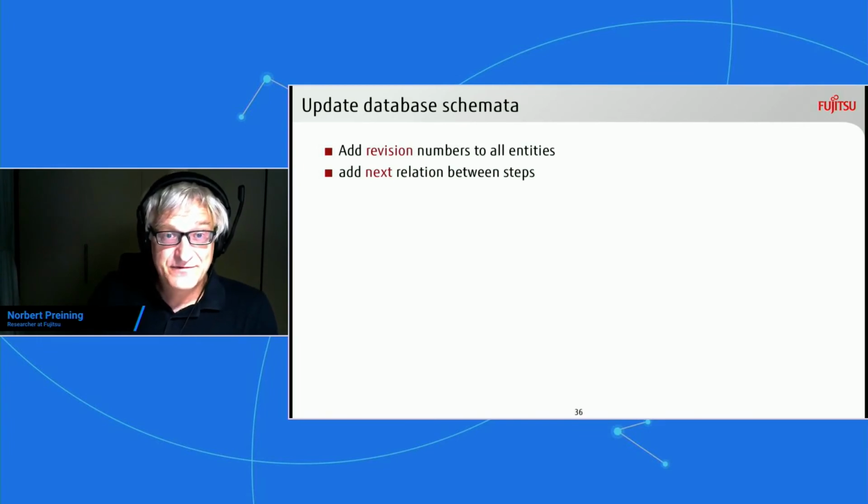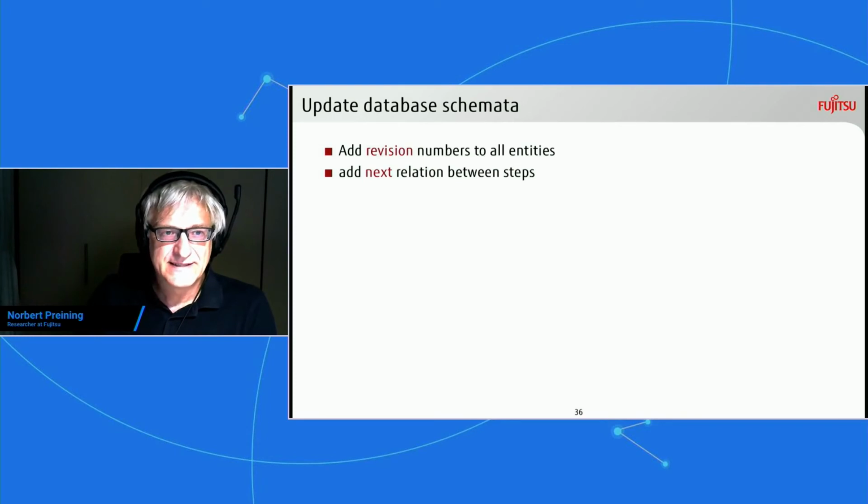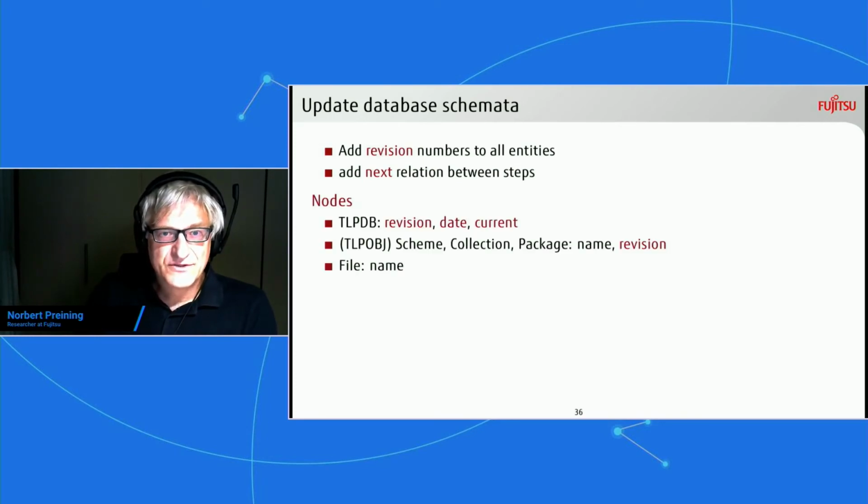Well, it's just add revision numbers to all the entities and add next relations between the steps, between the days. It's more or less on a day. We sometimes have several days no database and sometimes several per day during release cycles. So the nodes remain the same. It's just that the database receives a revision, a date, just for adding, so date time, and whether it's current, a binary flag, what is the most current now.